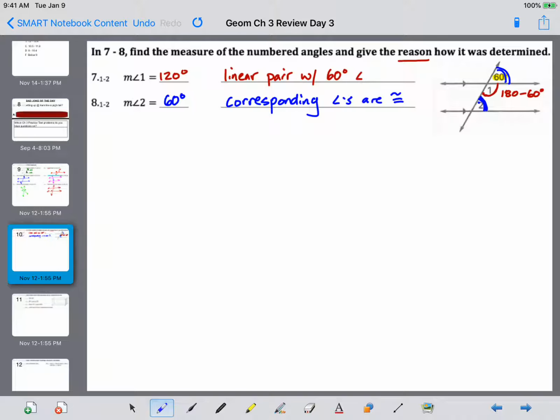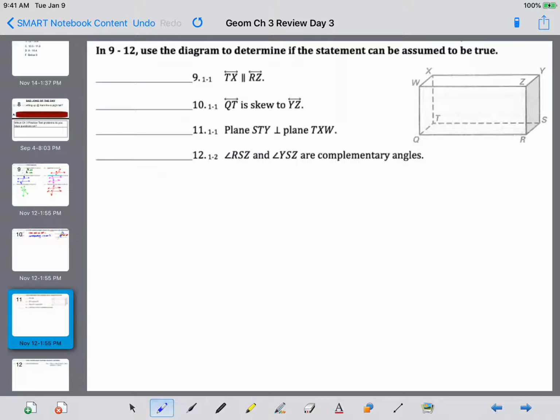Okay. All right, now let's look at these true or false questions. In 9 through 12 use the diagram to determine if the statement can be assumed to be true. So let's look at this. Line TX is parallel to line RZ. So in this picture, we're actually going to assume that all of these are right angles. If it's a rectangular prism, we can assume that.